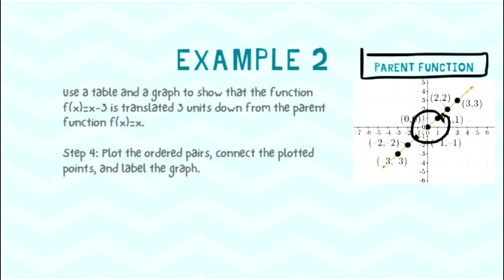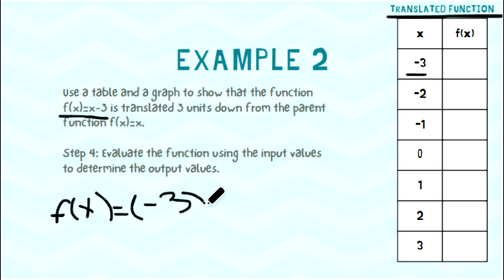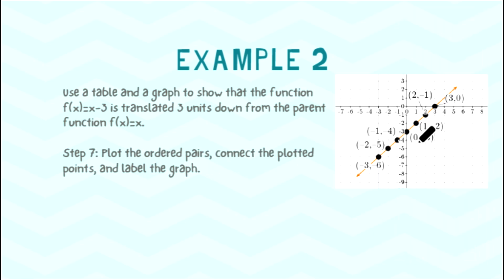Okay, now we need to do all the same steps for the translated function. The translated function is the one that has that b part, y equals mx plus b. It says minus 3, so everything's going to be moved down 3. So we'll take our first x value, which is negative 3. We would go f of x equals negative 3 minus 3. Negative 3 minus 3 is negative 6. You would do that for this whole table. Okay, and you can see all of our answers here. We now have coordinate pairs that we can graph. Okay, and we take those and we graph them, and this is what it looks like.